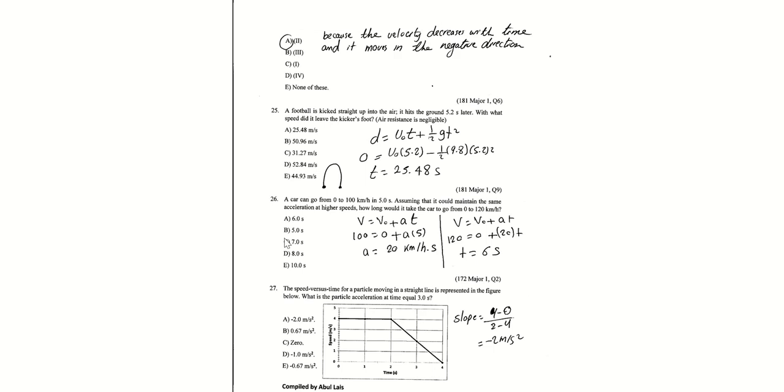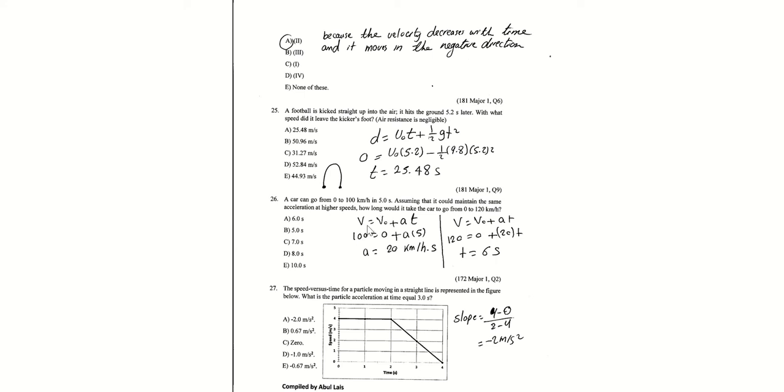And now I'm doing problem number 26, and it says a car can go from 0 to 100 kilometers per hour in 5 seconds, assuming that it could maintain the same acceleration at higher speeds. How long would it take the car to go from 0 to 120 kilometers per hour?